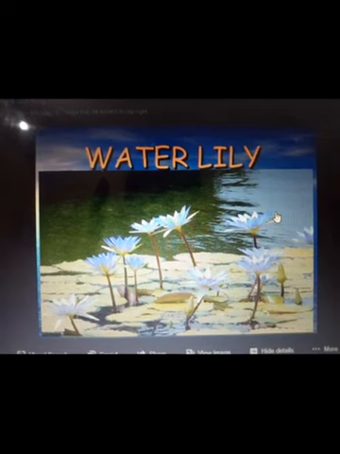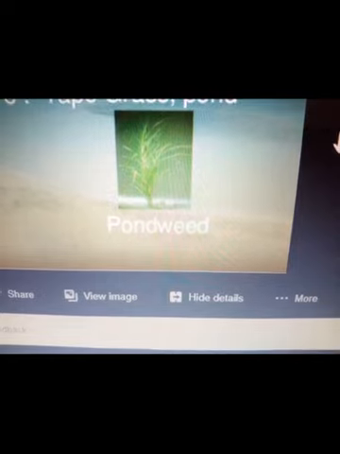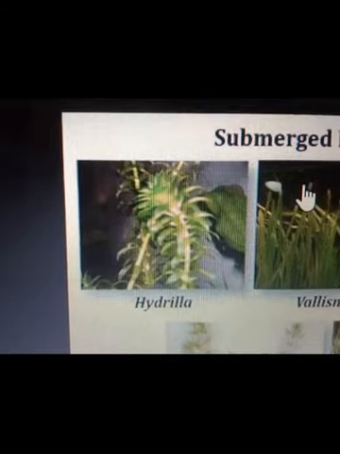Submerged aquatic plants. Submerged aquatic plants are the plants which remain submerged in water. That means the plants which are found underwater. Examples are hydrilla and baby pondweed. So these are the submerged aquatic plants. Examples of submerged aquatic plants are baby pondweed. Next is hydrilla.